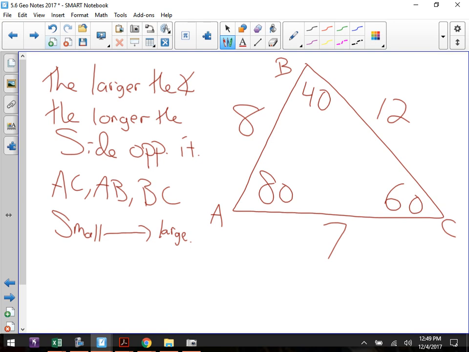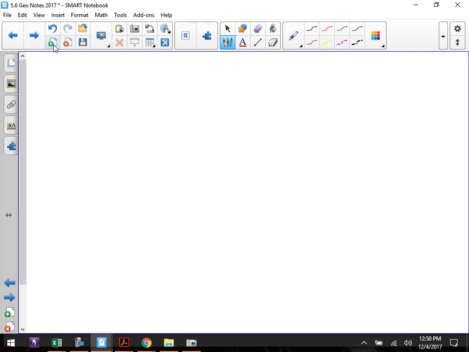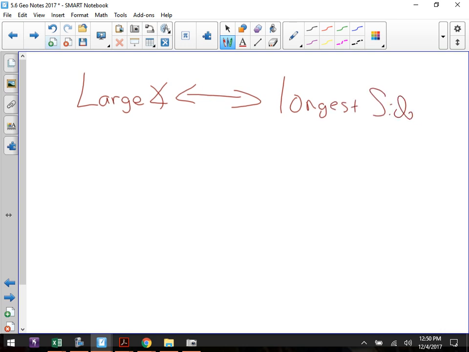Which of those side lengths is the longest? The 12, right? Which means what's got to be the biggest angle? That's the relationship between angles and sides whenever you're in a triangle. It always works that way. The largest angle is always across from the longest side. The smallest angle is always across from the short side.